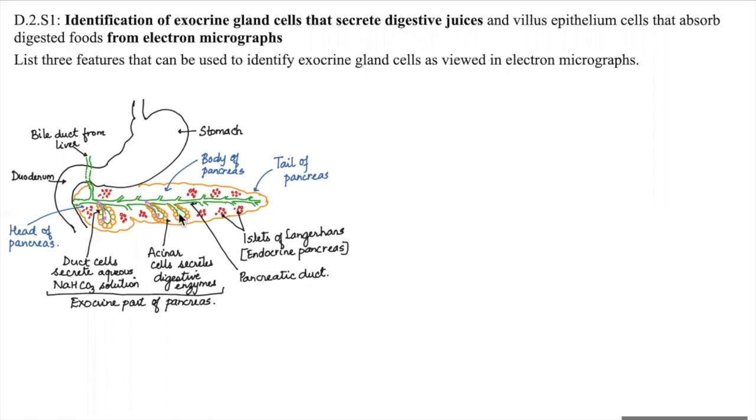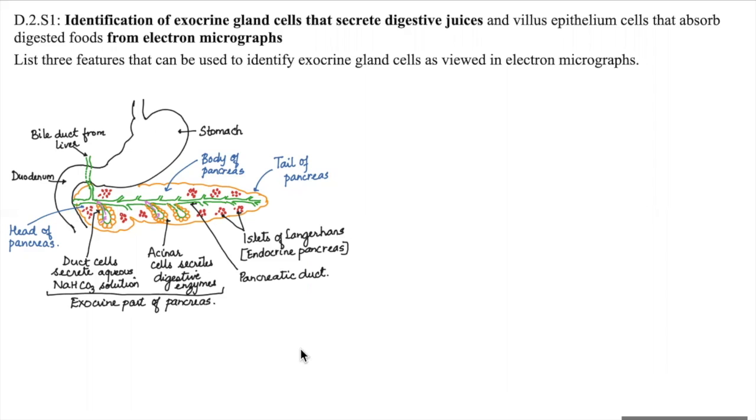So this is the acinus, which has a duct that leads to the main duct, that is a pancreatic duct, which opens into the duodenum. And next, we also have to see the villus epithelium that absorbs digested food from the electron micrograph. So that will be in the small intestine. So right now we're going to talk about the pancreas. So here the acinar cells and their secretions, which then go through the duct into the pancreatic duct.